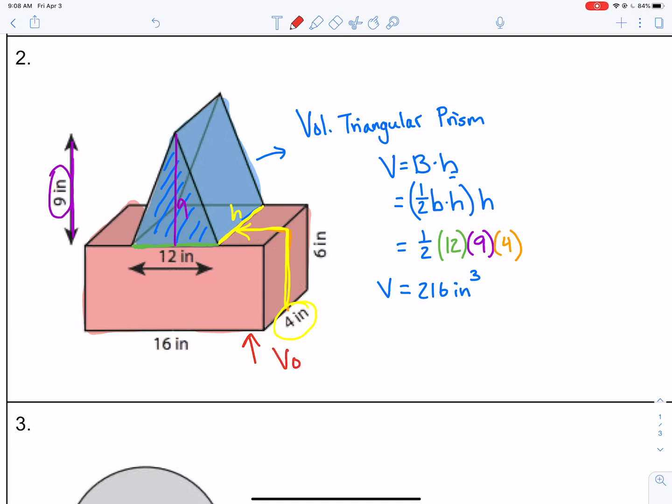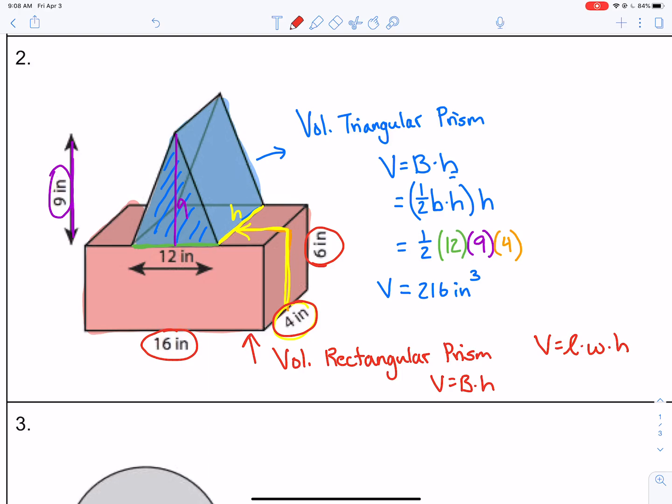So remember, the volume of any prism is the area of the base, so capital B times the height, but the base of a rectangular prism is a rectangle. So we just say length times width times height. And so we have 16 times 4 times 6. So 16 times 4 times 6 gives us a total of 384 cubic inches.